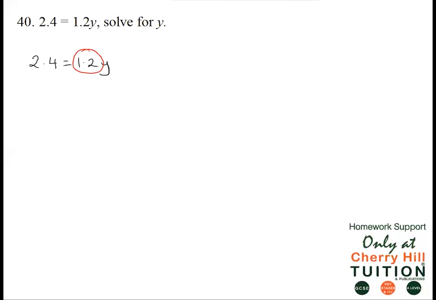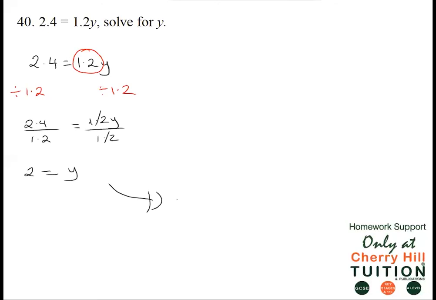So in order to eliminate this, we need to divide both sides by 1.2, because that is the opposite of multiplied by 1.2. So we divide both sides by 1.2. And this leaves us with 2.4 over 1.2 is equal to 1.2y divided by 1.2. Now on the left-hand side of the equation, 2.4 divided by 1.2 is 2. And on the right-hand side, the 1.2's cancel out, leaving us with just y. So y is equal to 2.